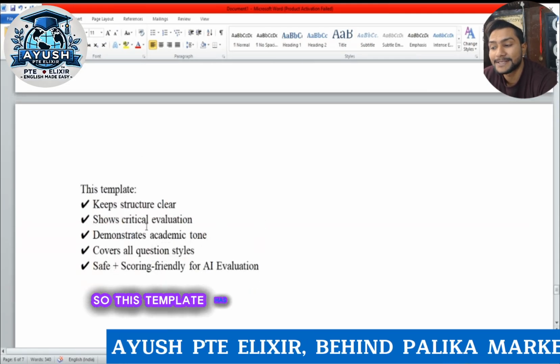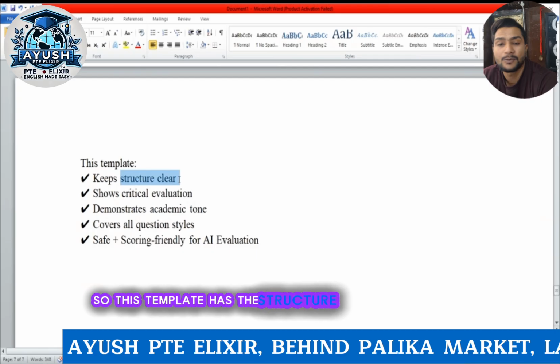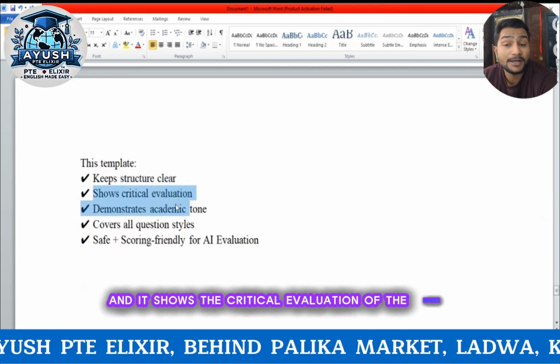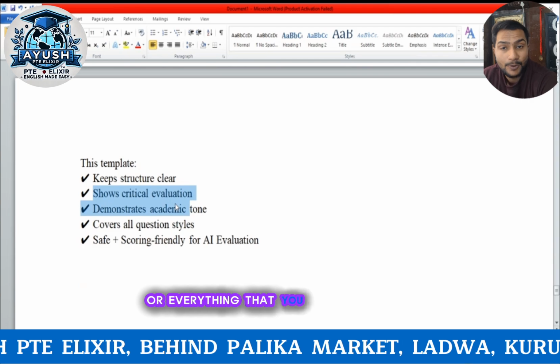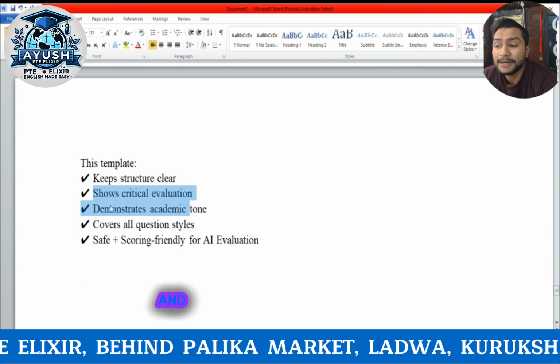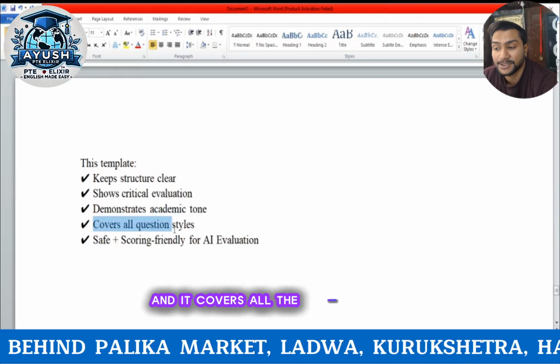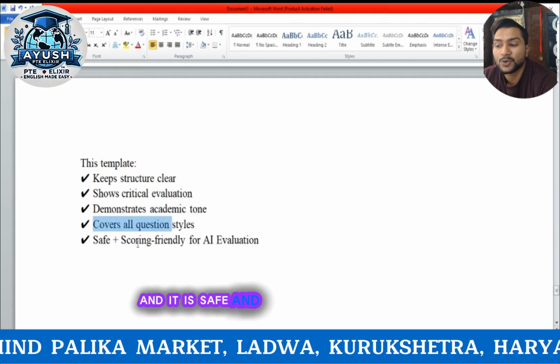So this template has a structure which is very clear, and it shows the critical evaluation of everything that you are being asked, and it demonstrates an academic tone. It is a professional essay, and it covers all the question styles, and it is safe and scoring friendly for AI evaluation as well.